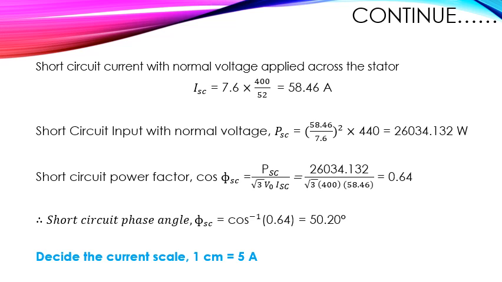Okay, that we have seen. So now we have to decide the current scale, and that is 1 centimeter is equal to 5 ampere. So here we are taking 1 centimeter equal to 5 ampere.